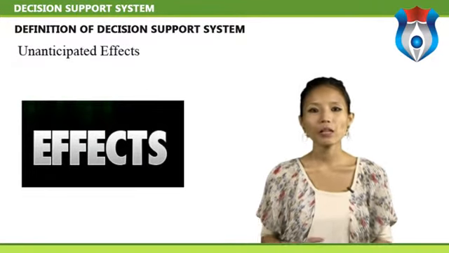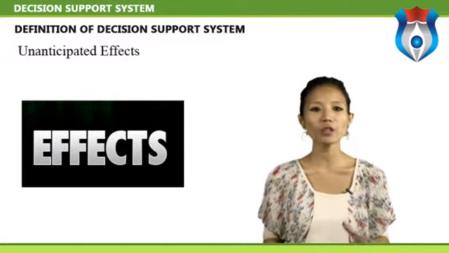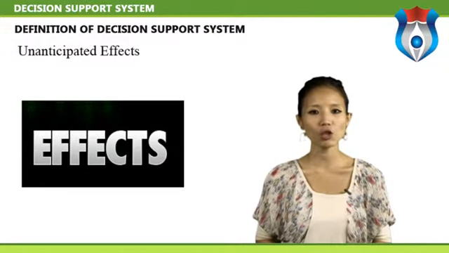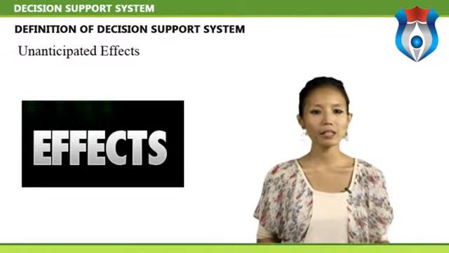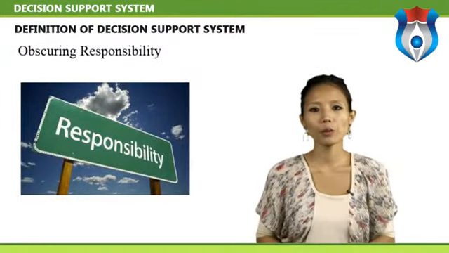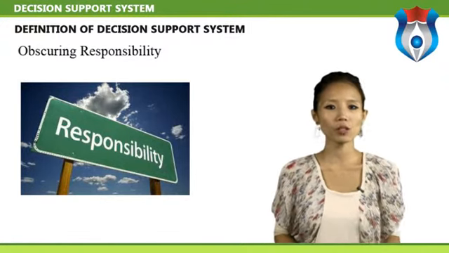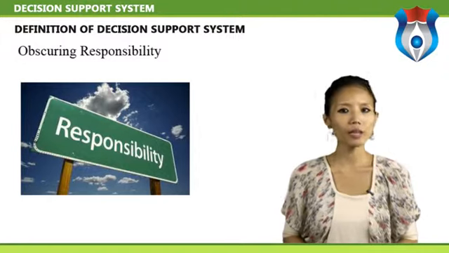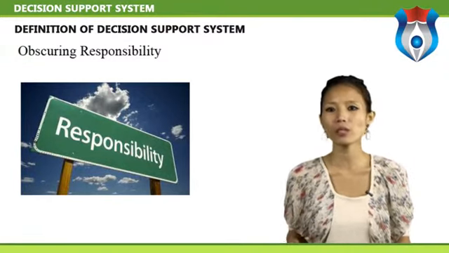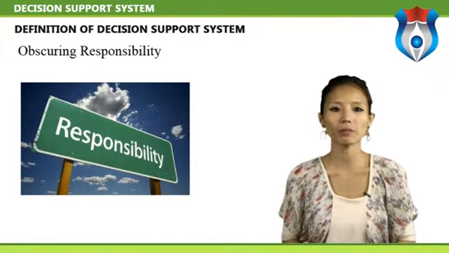Unanticipated effects. The implementation of the decision support technology may reduce the skills required to perform a decision task because some DSS tend to overload the decision maker with information, resulting in decreased decision making effectiveness. Obscuring responsibility. Some users may deflect personal responsibility to DSS. Users may need to be constantly reminded that the computerized DSS is an intermediary between the people who build the system and the people who use the system.